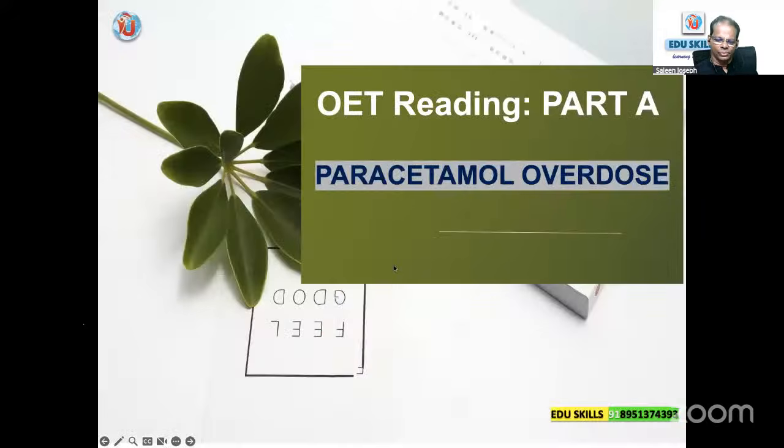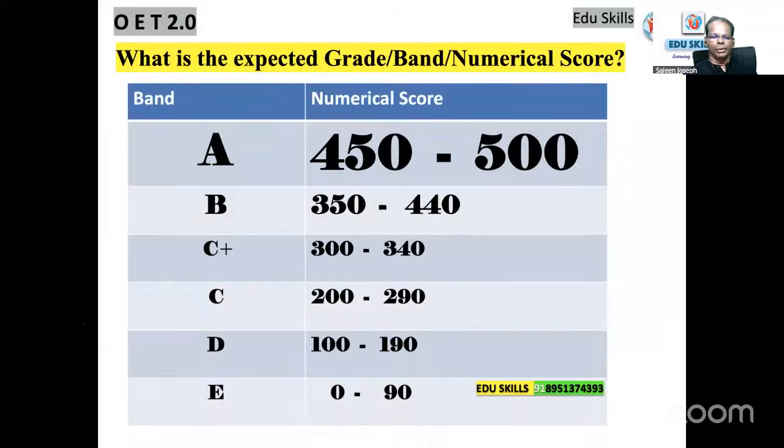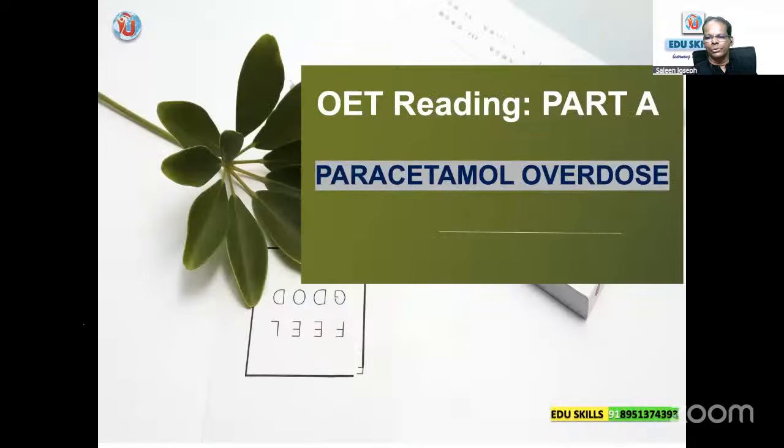Expected grade, always I remind you, is 450 plus, if not 500. And never ever target 350. If you do that, the psychological impact is that you will end with 340, 330, 320, and 310.